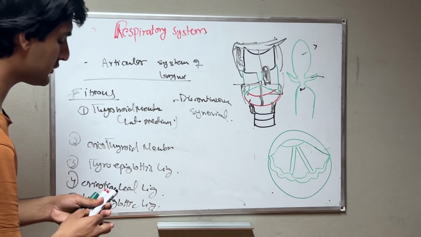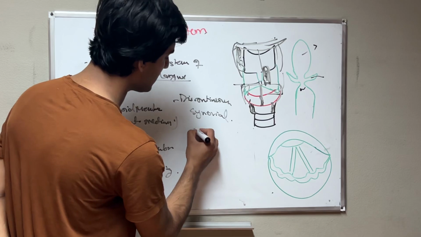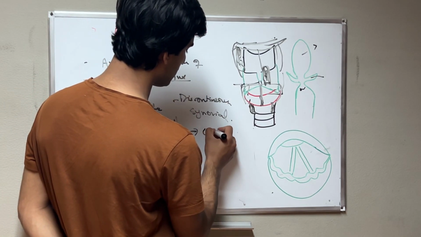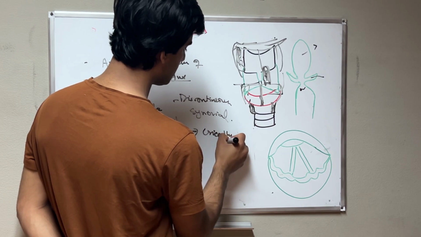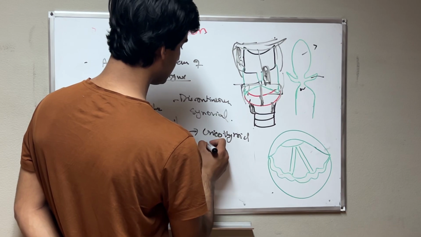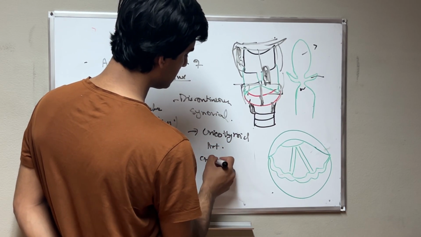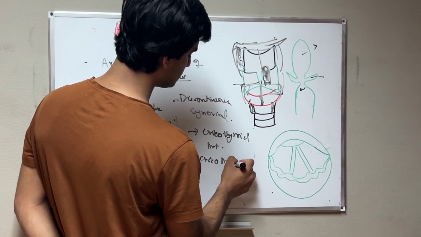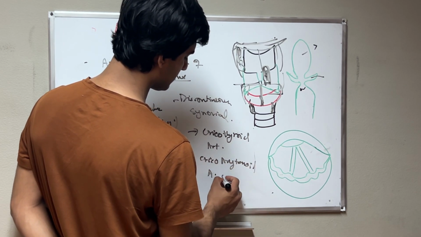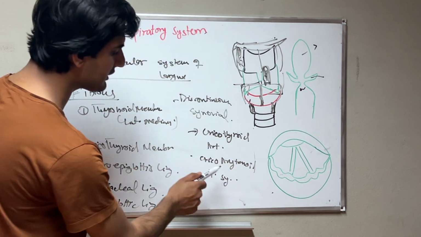Okay, now we are going to talk about the discontinuous articulating system of the larynx. Discontinuous is very simple. We have the cricothyroid articulating system and the cricoarytenoid articulating system. Why do I write this, the cricothyroid articulating system and the cricoarytenoid system?